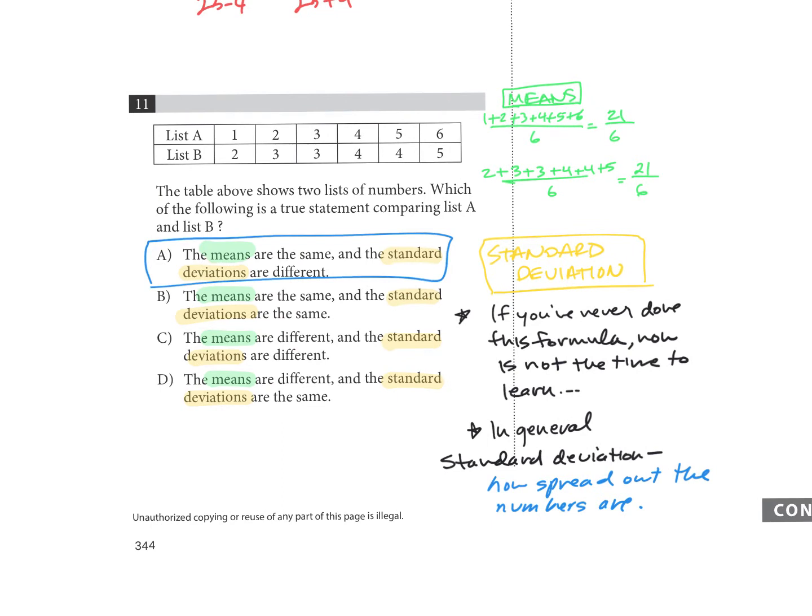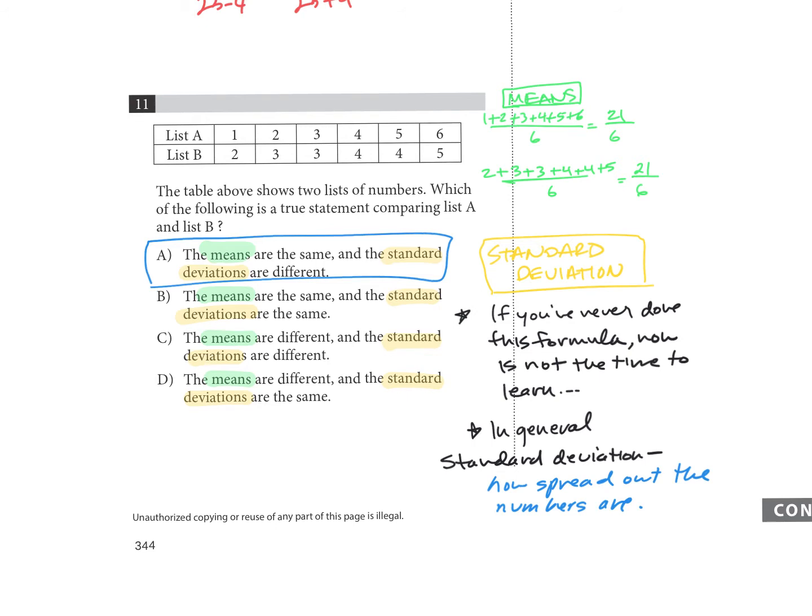11 is also sort of tricky. I wrote a lot out here, so if you want to pause this and read it, it says the table above shows a list of 2 numbers, which of the following is a true statement. So you read the choices. It says the means are the same, or the means are different, and the standard deviation is the same, or the standard deviation is different.